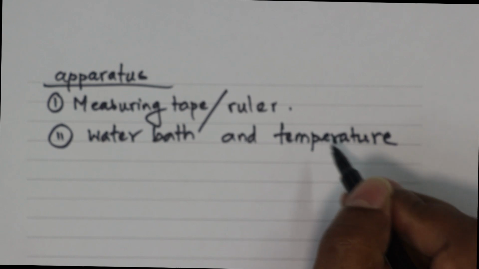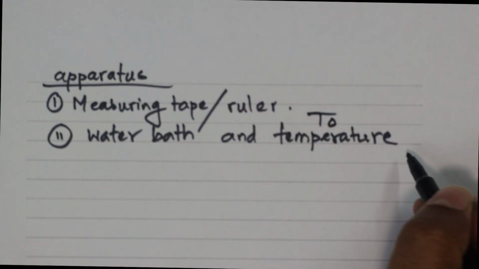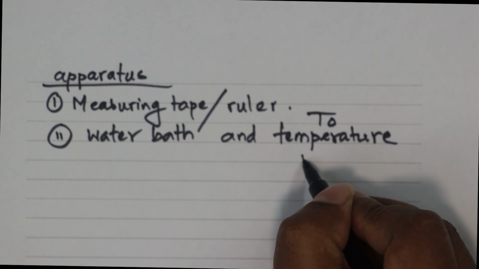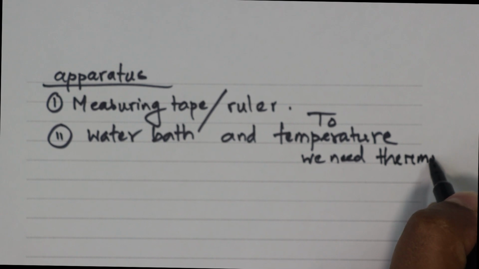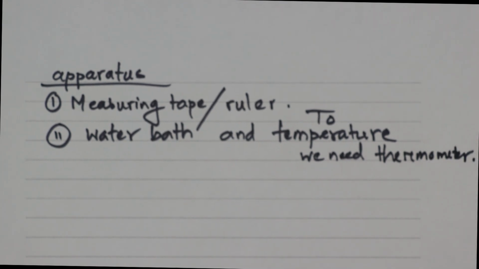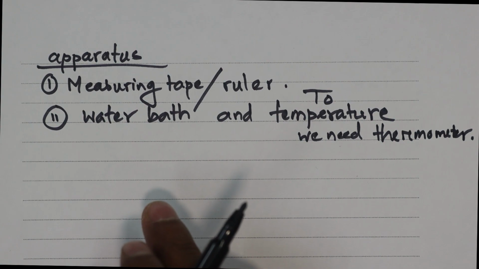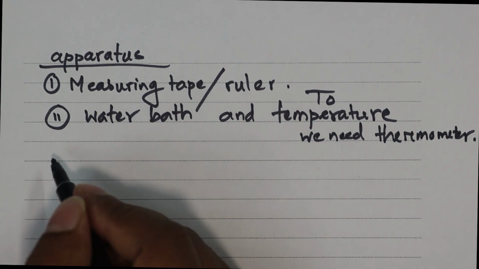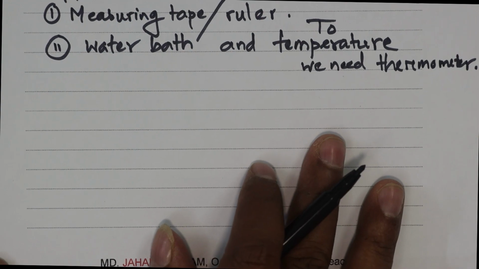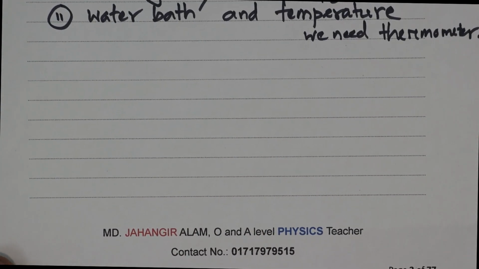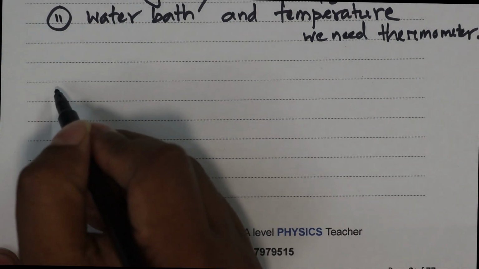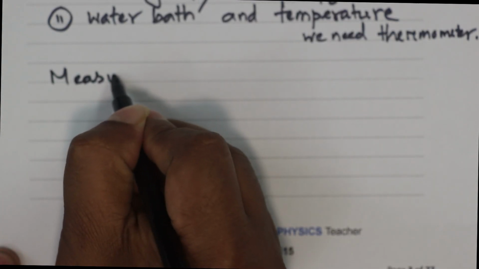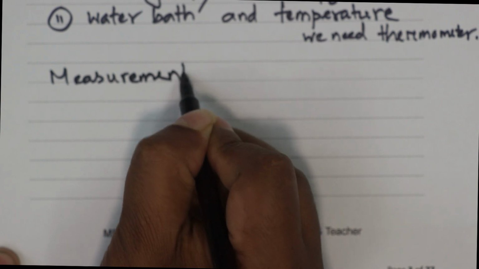To measure the temperature, we need a thermometer. Okay. Then measurement. Range of the temperature, height of the ball bounces. So the required measurement. We need to measure.